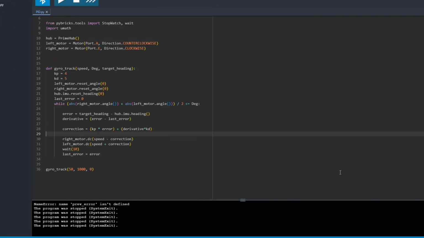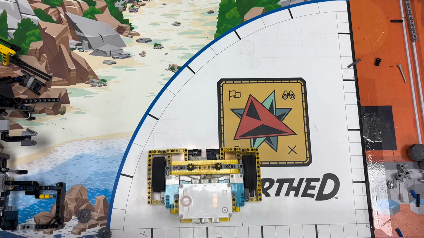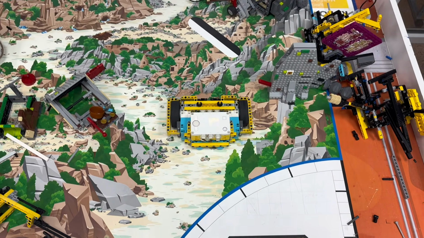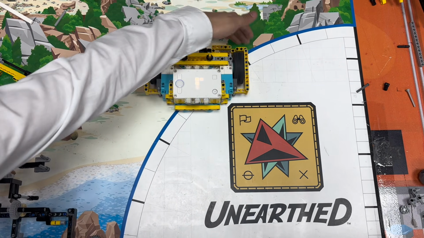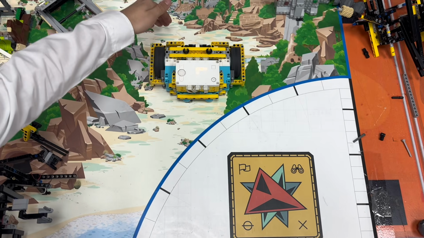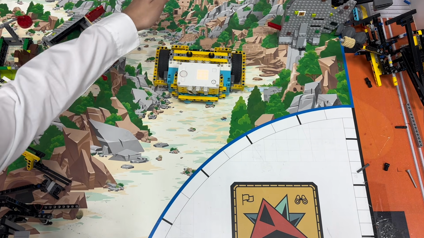As you can see, this is our code. We added only 3 lines. This is derivative equals error minus last error, and then correction equals proportional plus derivative gain. And then at the end of the loop, we set last error equal to the error, so it can calculate the derivative again at the beginning of the next loop. And this is it. And the result, this is the movement of the robot, and you can see that it aligns very fast, and that's why the proportional and derivative controller is better than only the proportional controller.